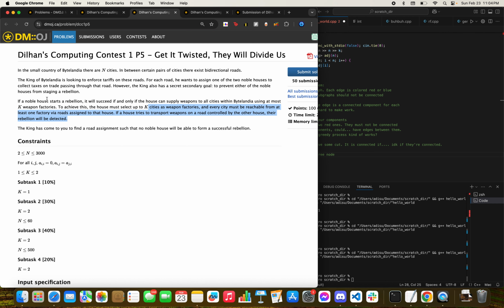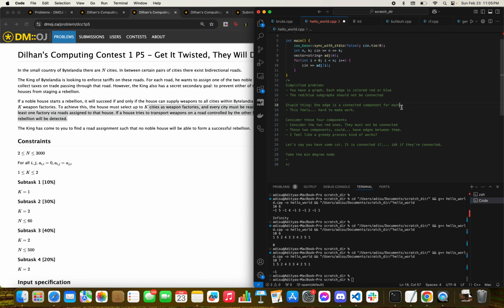Less than 50 minutes left and no good ideas. Absolutely none. I think constructing small examples is not helping. I need to just understand. I don't know. This problem premise is very weird to me.